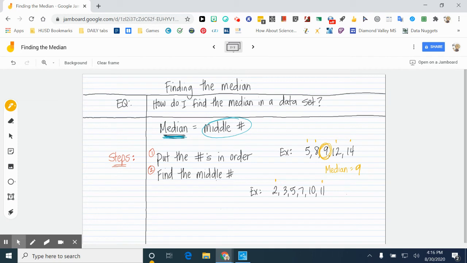1, 1, 2, 2. Oh, wait a sec. Okay, wait. These both look like they're in the middle. There's not actually a number in the middle. Oh my gosh, what do I do?